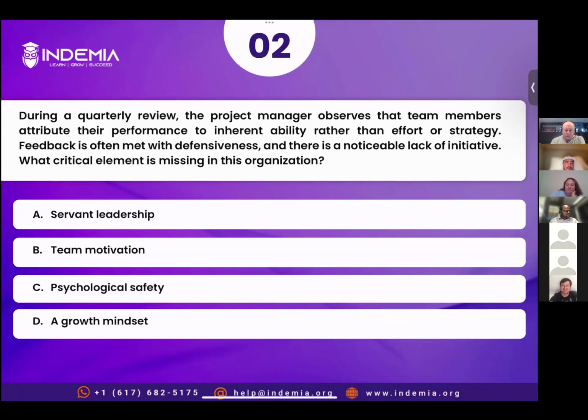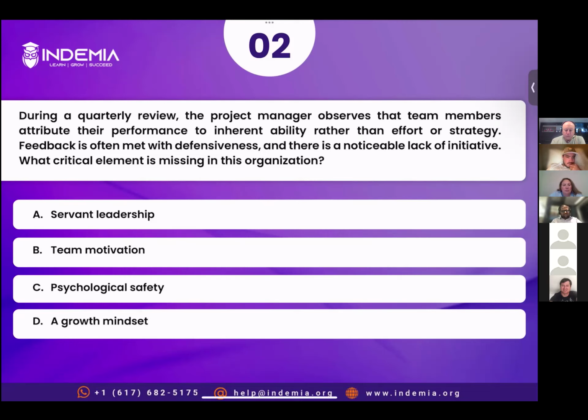All right, thank you for the explanation. The correct answer is, so okay, if we read the statement, what's happening here? It says during a review, the PM observes that team members attribute their performance to inherent ability rather than effort or strategy, right? So there is a belief that whatever we do, it depends on our inherent ability rather than effort or strategy. It means making effort or having a strategy or doing things differently is useless, right? It's not fruitful. So this is the inherent belief.